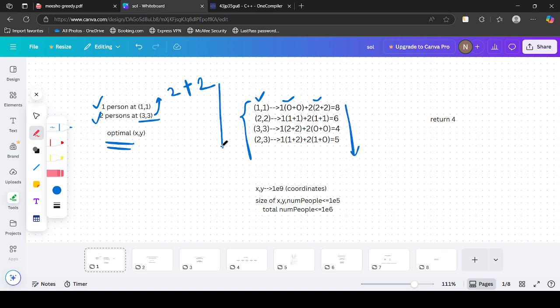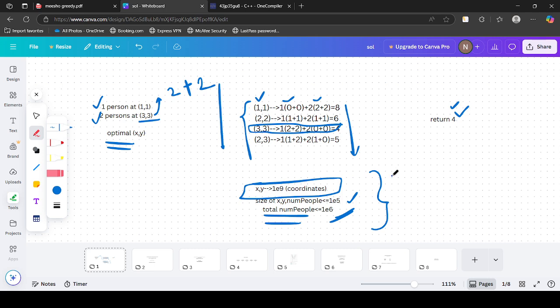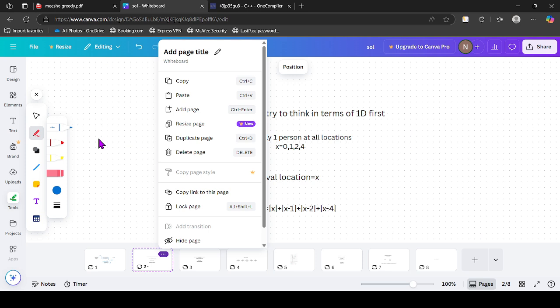And if we try many examples, we can get that the answer is least for (3, 3), which is 4. So return 4. And the constraints are that x and y are up to 10^9, the coordinates, and the total number of people is less than or equal to 16. For advanced constraints, let's discuss this in some of the next videos. For now, let's assume that the total number of people is up to 16.